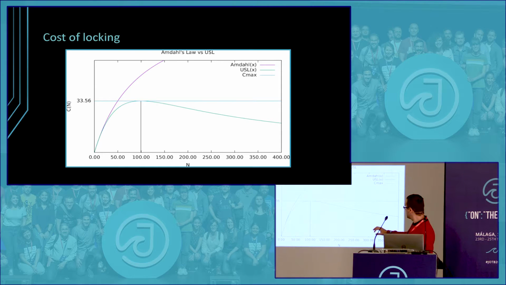The more locking you use, Amdahl's law tells you, the less you can scale, the less parallelism you can use. However, it does not show you the full picture, because if you take a look on the left, at Amdahl's law, the one in red, you will see that you can go to infinite scalability, which is not true. And in reality, the curve looks more like the universal scalability law.